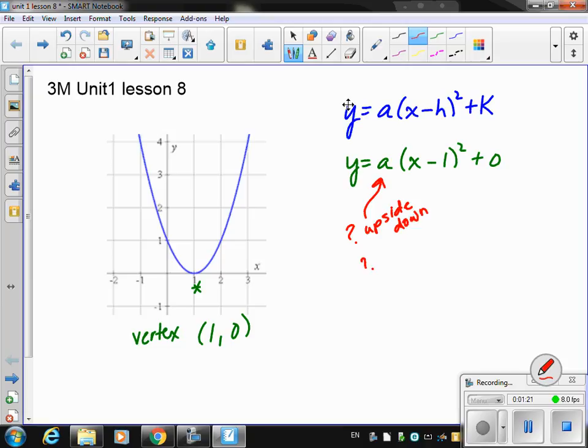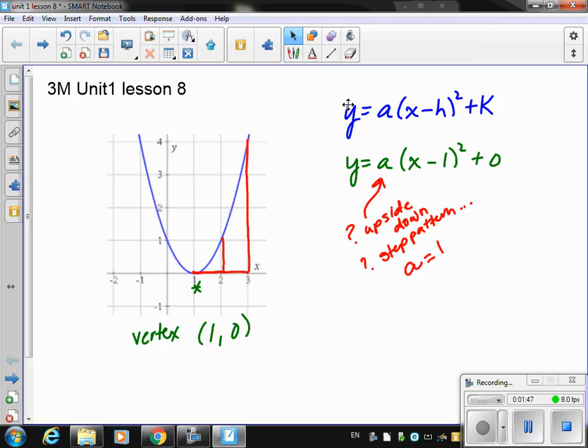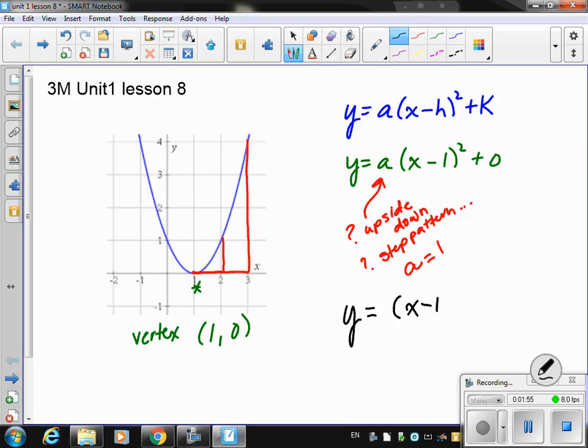Has the step pattern or the shape changed? So I'm going to do a check for the first 2 points. Normally, I would start at the vertex, go over 1, up 1. Yes. From there, I would normally start at the vertex, go over 2, up 4. Yes. Normal step pattern, my A value is 1. Final answer will be y equals, you could write a 1 or not write a 1. X subtract 1 squared, and you could put plus 0 or not.